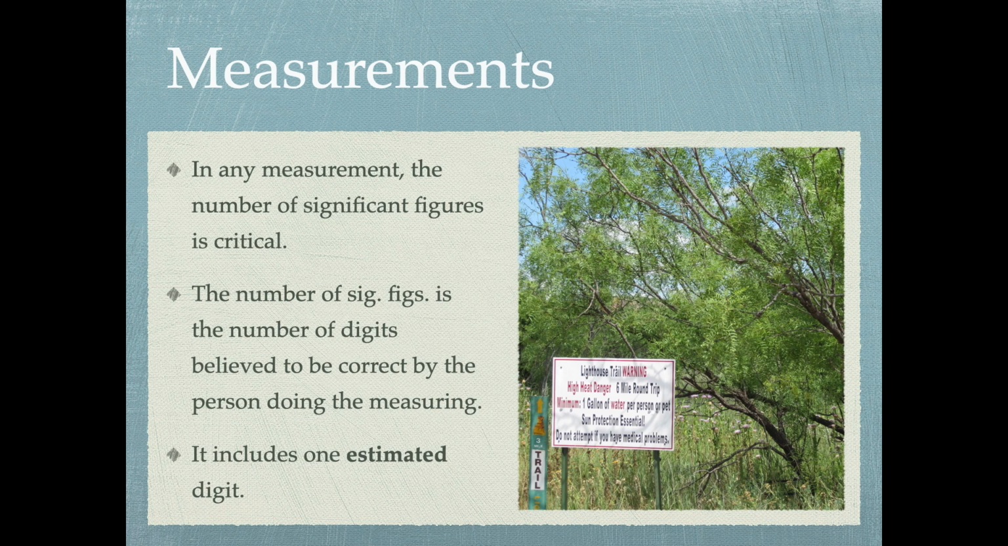Let's look at measurements here. In any measurement, the number of sig figs that you show in that measurement is absolutely critical. The number of sig figs is the number of digits that you believe to be correct by doing the measurement, plus one estimated, or we could say guess, digit, okay? In other words, in any measurement that you make, you get to estimate one digit.